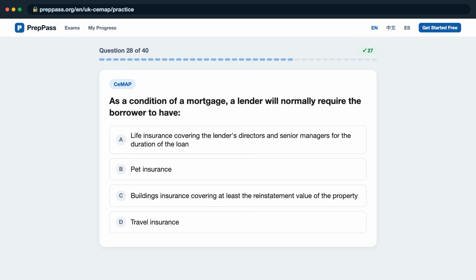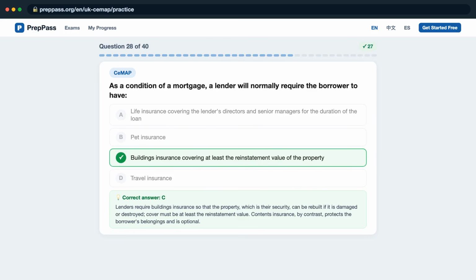Question 28. As a condition of a mortgage, a lender will normally require the borrower to have, is it A. Life insurance covering the lender's directors and senior managers for the duration of the loan? B. Pet insurance? C. Buildings insurance covering at least the reinstatement value of the property? D. Travel insurance? The correct answer is C.